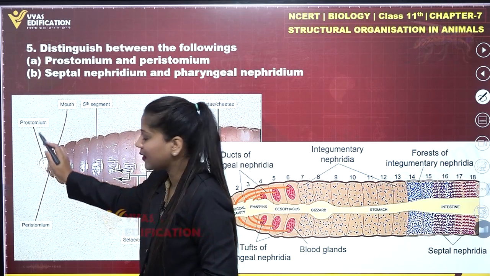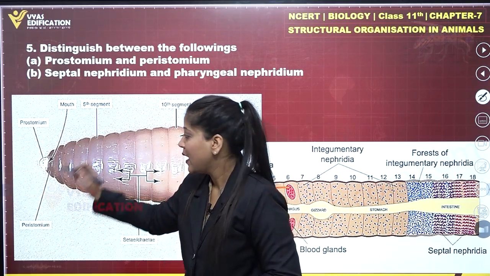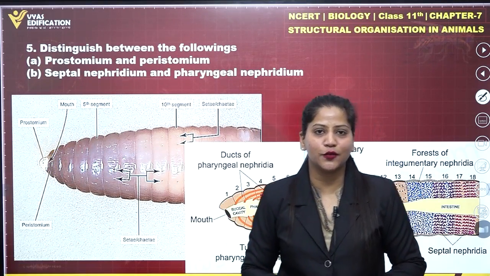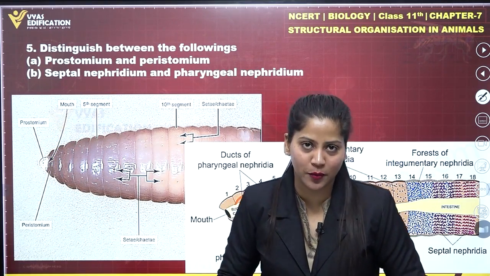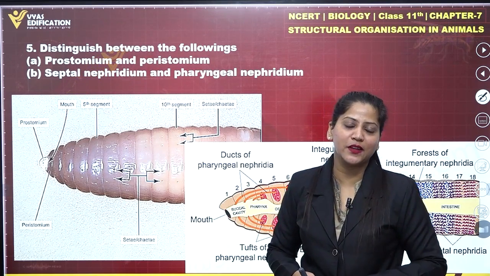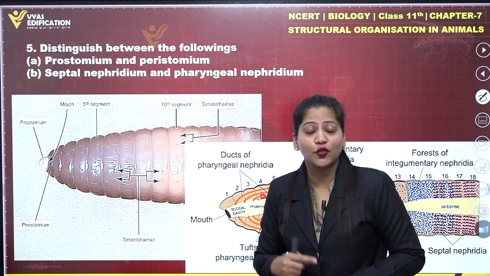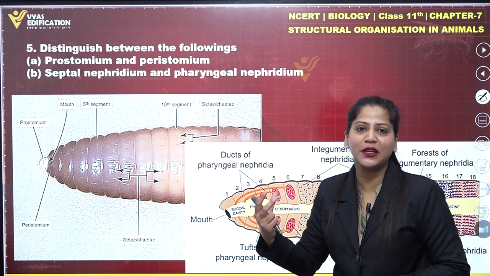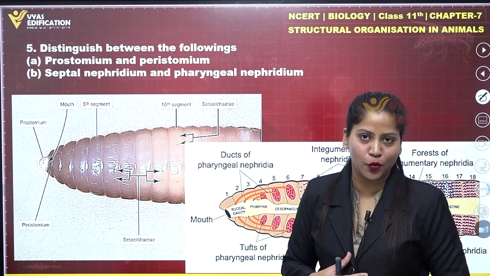This lobe is nothing but prostomium. After this, the first segment in the body of earthworm is known as peristomium. So, this is the diagram which is showing you the prostomium and peristomium. Now, let's move on to the definition or distinguishing features between prostomium and peristomium.